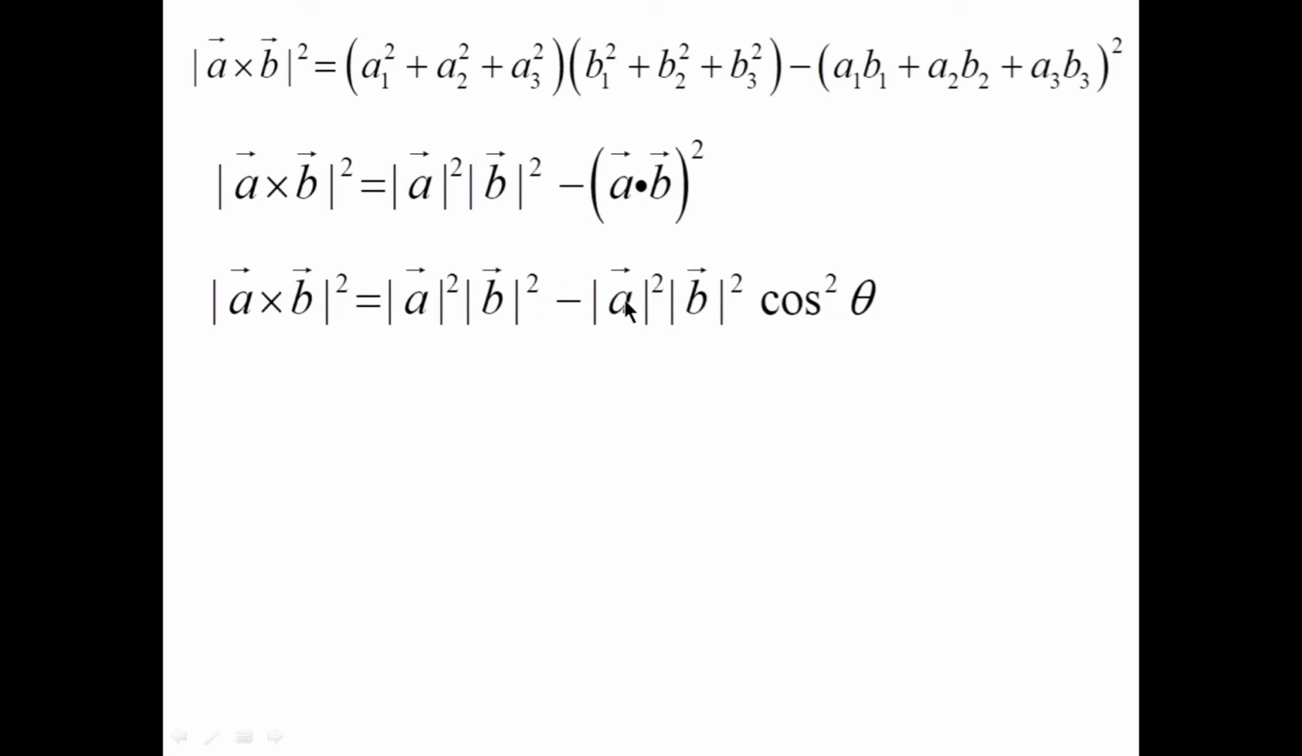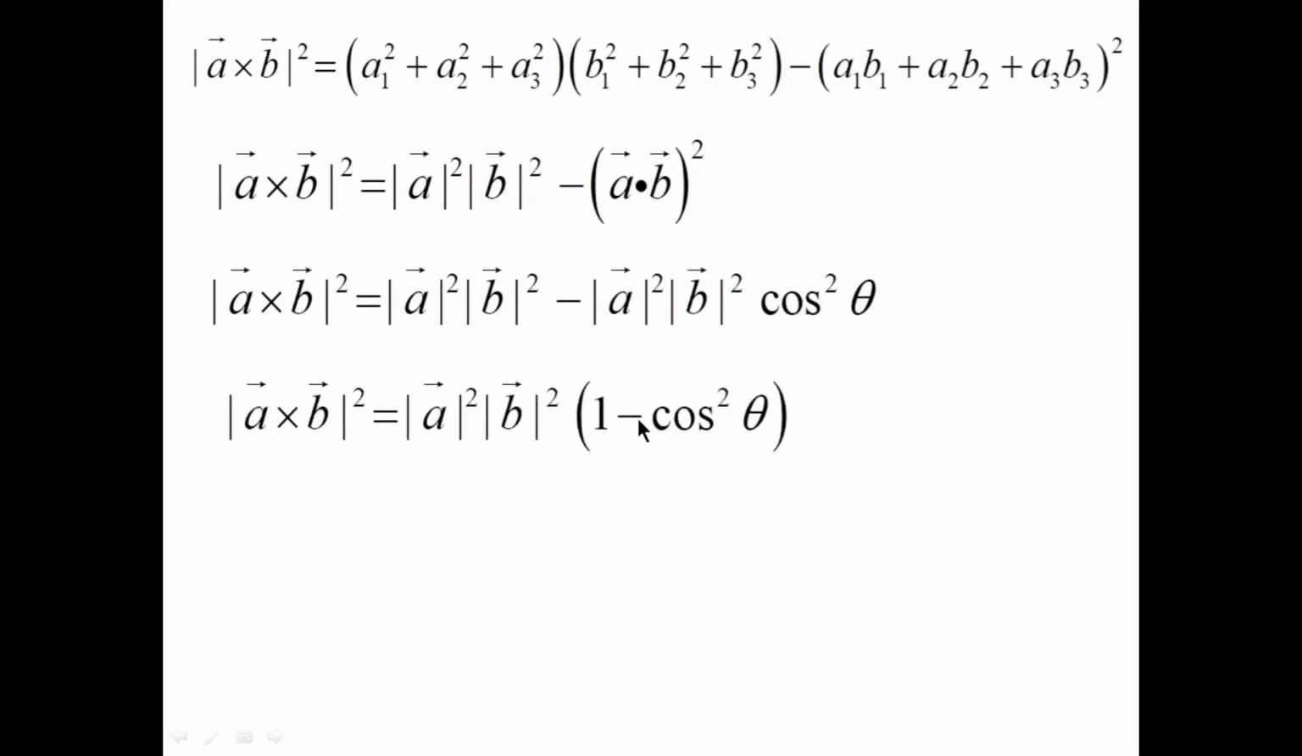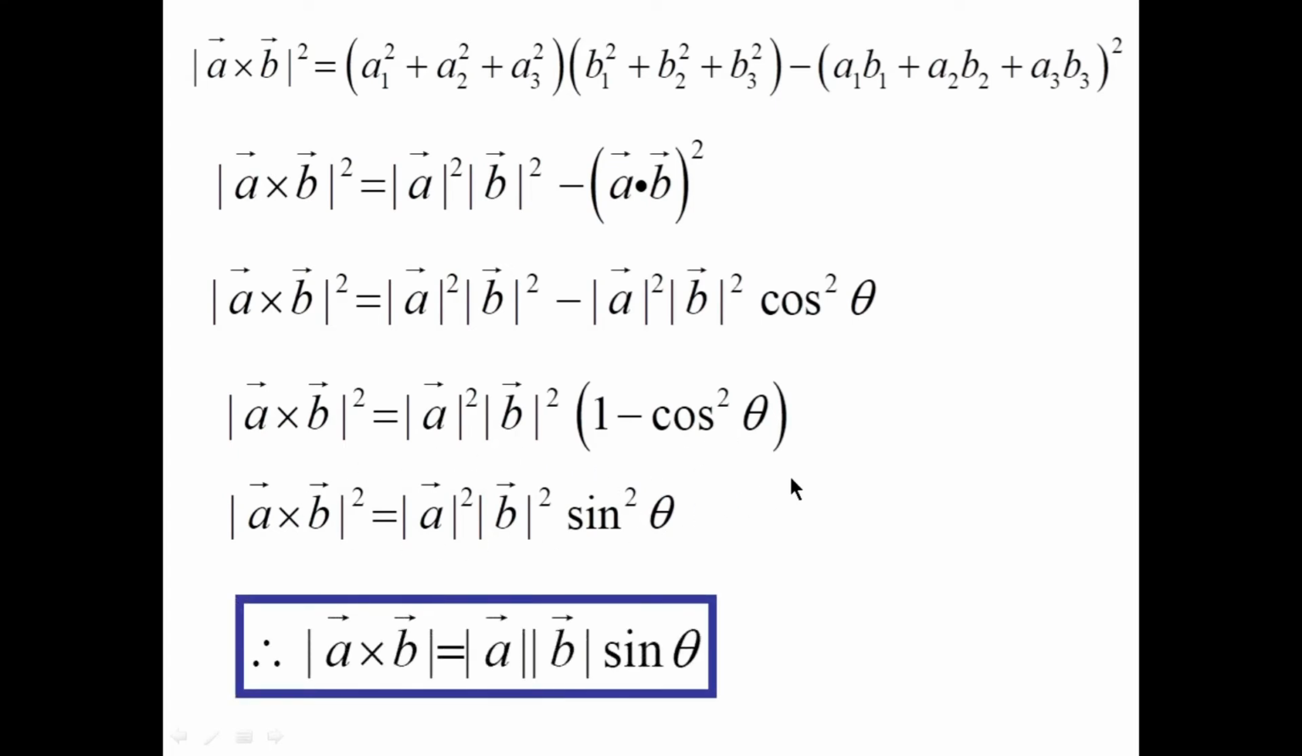And we know that the dot product is length times cos. So each of them are squared because it's the dot product squared. And we can factor out this magnitude of A squared times the magnitude of B squared. Common factor. We get 1 minus cos squared. And from identities, that's sine squared, because 1 minus cos squared is sine squared. And now take the square root of both sides, and we have the magnitude of the cross product is length times sine. This is going to come in very handy.